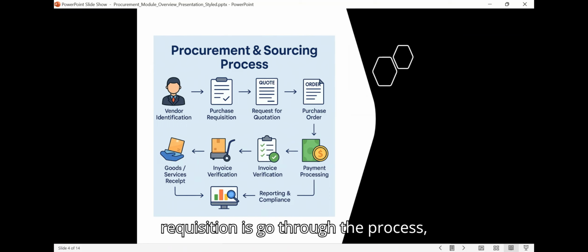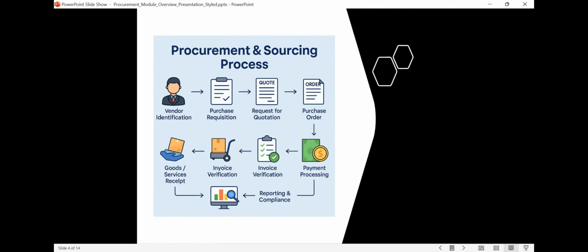Once the purchase requisition goes through the process, the purchase department sees it and approves it, then the next step is a quotation, right? Then you're going to identify the vendor, right? You have a pool of vendors, or you might even be finding a new vendor. So you have to identify a vendor who will provide these raw materials for us. You identify those vendors, and you ask the vendors to send a quotation, right?